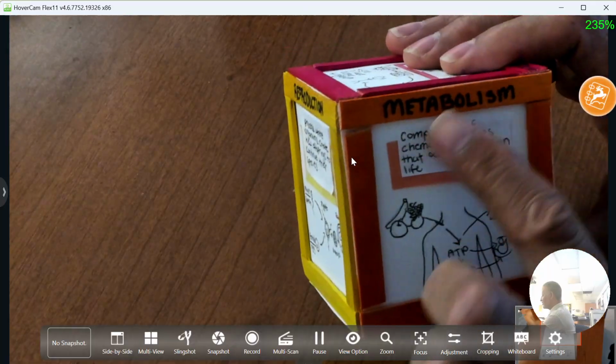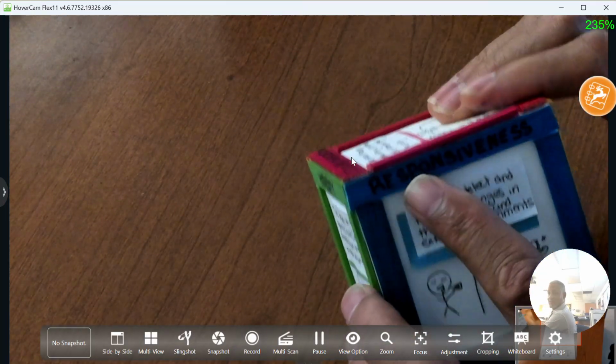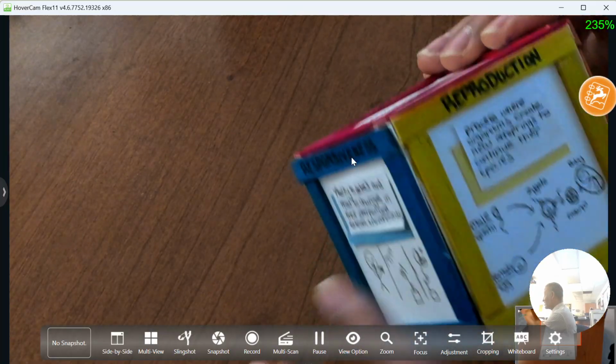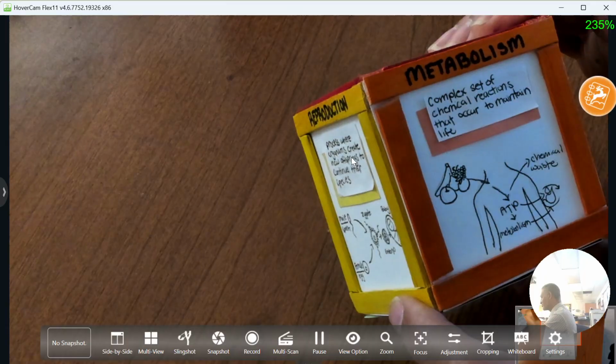Reproduction, and they did a little outline, really good. Nice heredity, responsiveness, okay, reproduction, metabolism, okay.